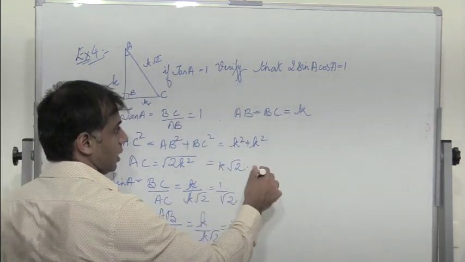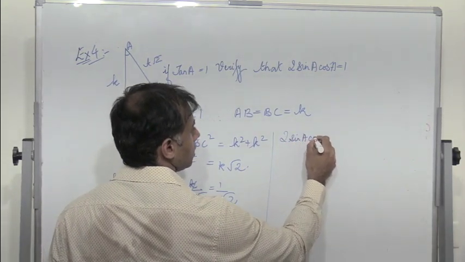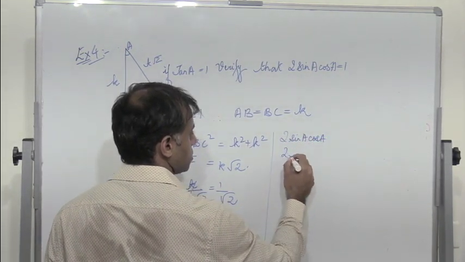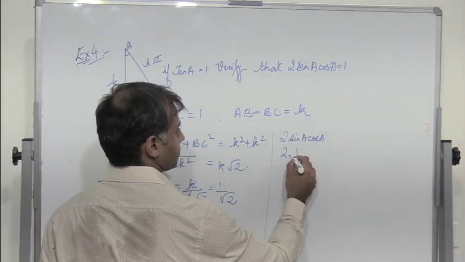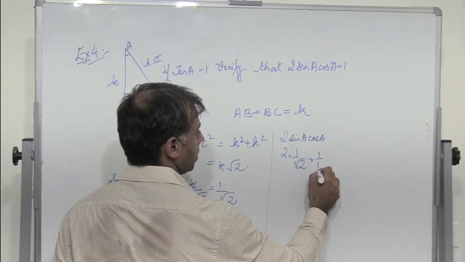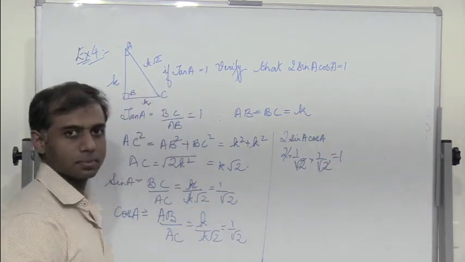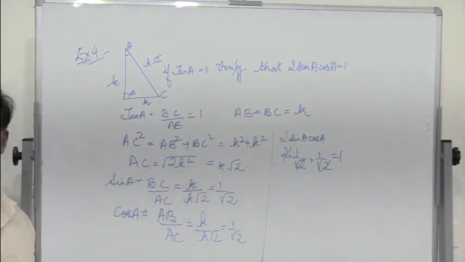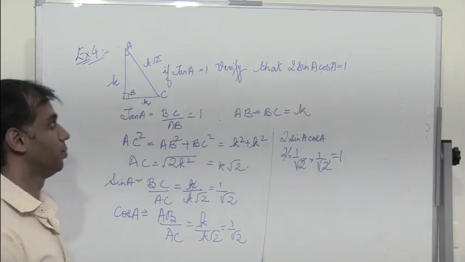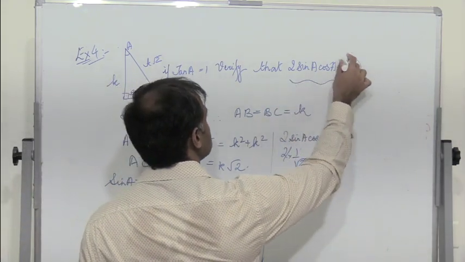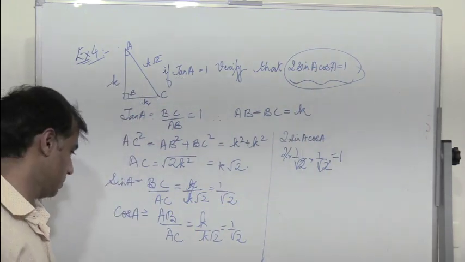So now let's substitute the values here. I have 2 sine A cos A, which is 2 into what is sine A? 1 by root 2. Cos A is also 1 by root 2, which is equal to 1. So we have verified the result. So if tan A is 1, then 2 sine A cos A is also equal to 1. So this is again a very important relation. Okay.